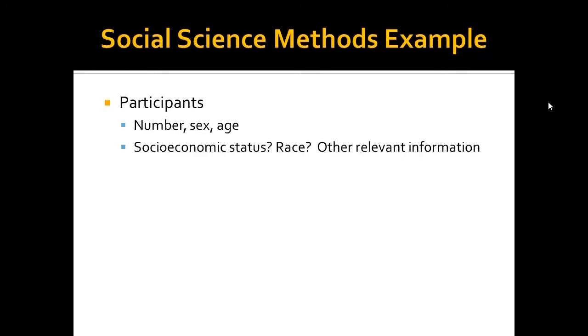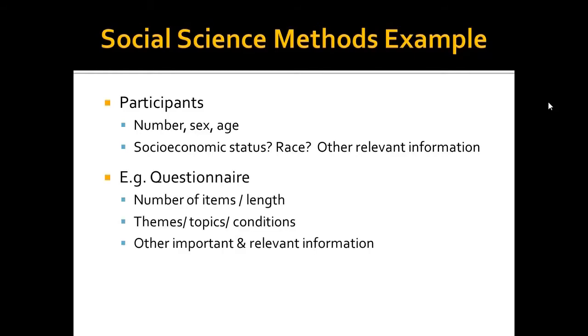So I tried to come up with a social science example of how to do a method section because I got a lot of questions about this at the last poster session I led. One thing you might want to consider is that you're most likely going to be testing human participants, but you might want to know some information that you wouldn't want to know for a more scientific study. For example, socioeconomic status, information about race, any information that's relevant to these people and how and why you use them in your study.